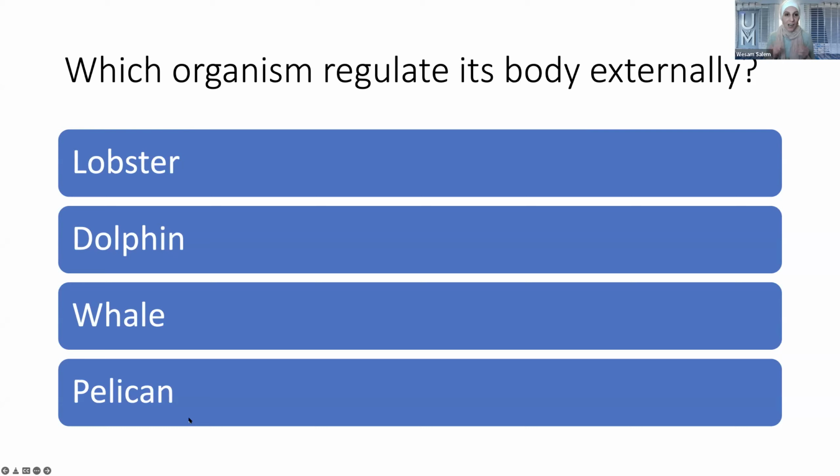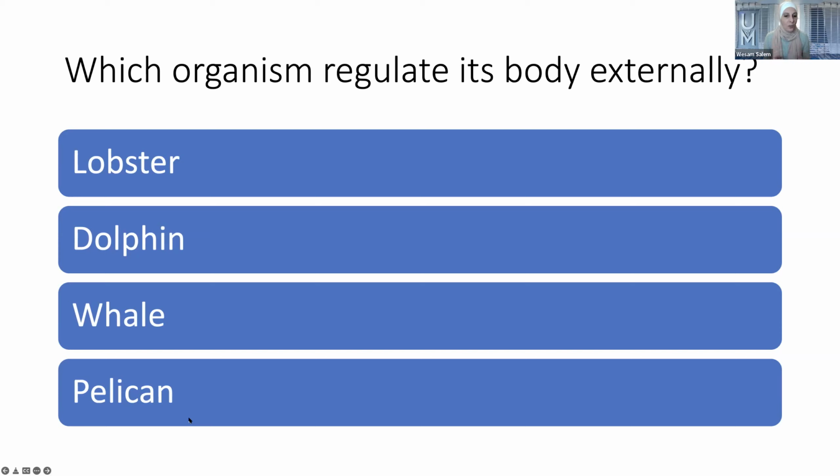If you don't have the content knowledge, you probably can eliminate two, but you will have to pick between the other two. So I would eliminate whales, and I will eliminate dolphins because they are mammals. They are similar to the humans. They regulate their bodies similar to the humans. So they are mammals. Now the choice will be between the lobsters and the birds.